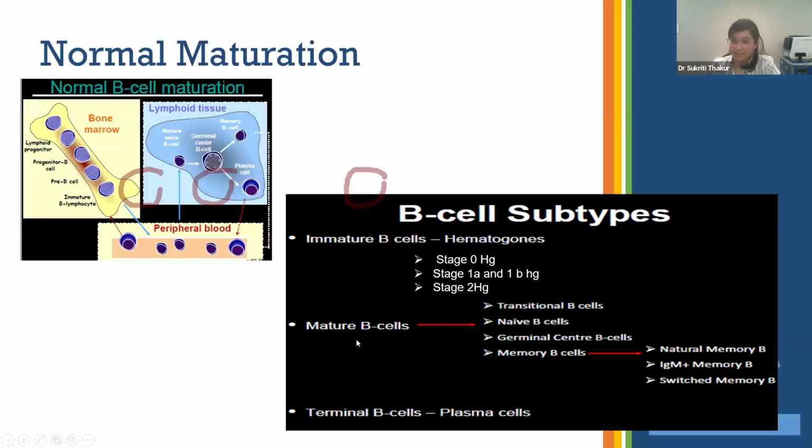Then we have mature B cells. These mature B cells pass through the lymph node and go from transitional B cells to memory B cells. As memory B cells, when they become exposed to the antigen, they switch and start forming antibodies, and those are called plasma cells. So in this way, the whole journey of the B cells happens.